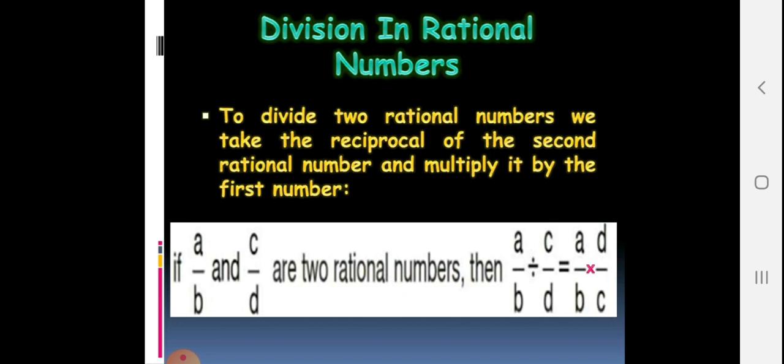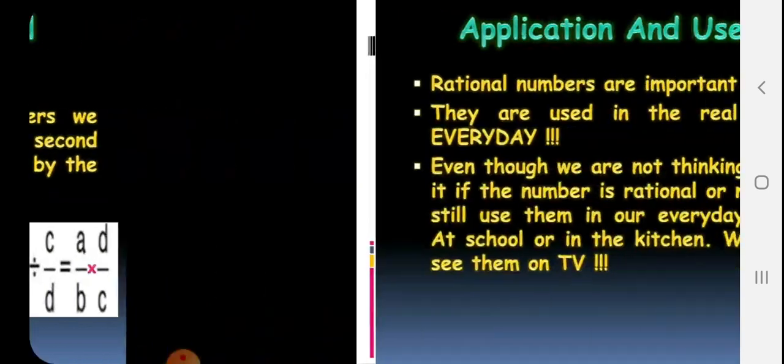So A by B and C by D are the two rational numbers. A by B divided by C by D: you keep A upon B, change the division sign to multiplication, and flip, which is C by D will turn into D by C. So what is the rule that you will remember? It is keep, change, flip.